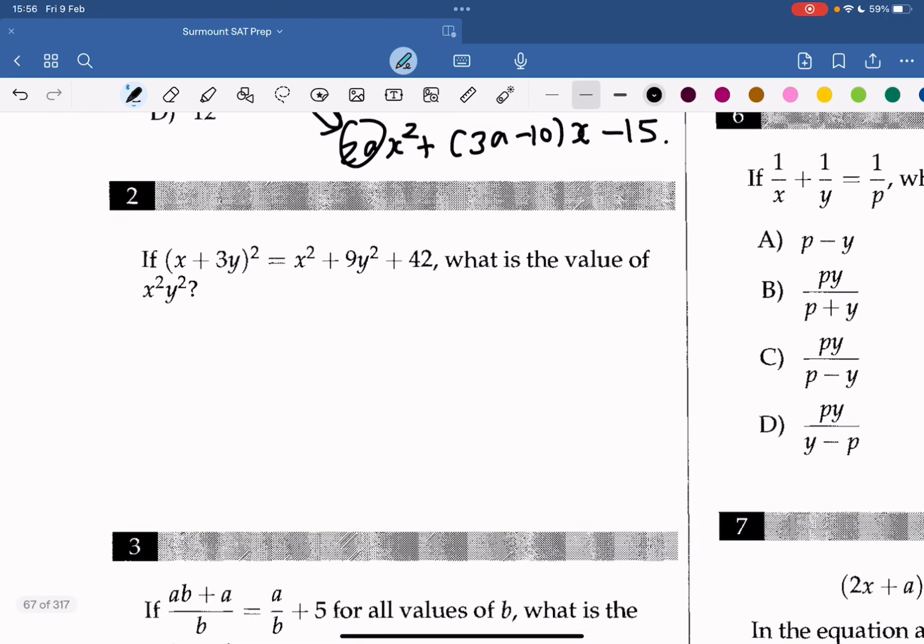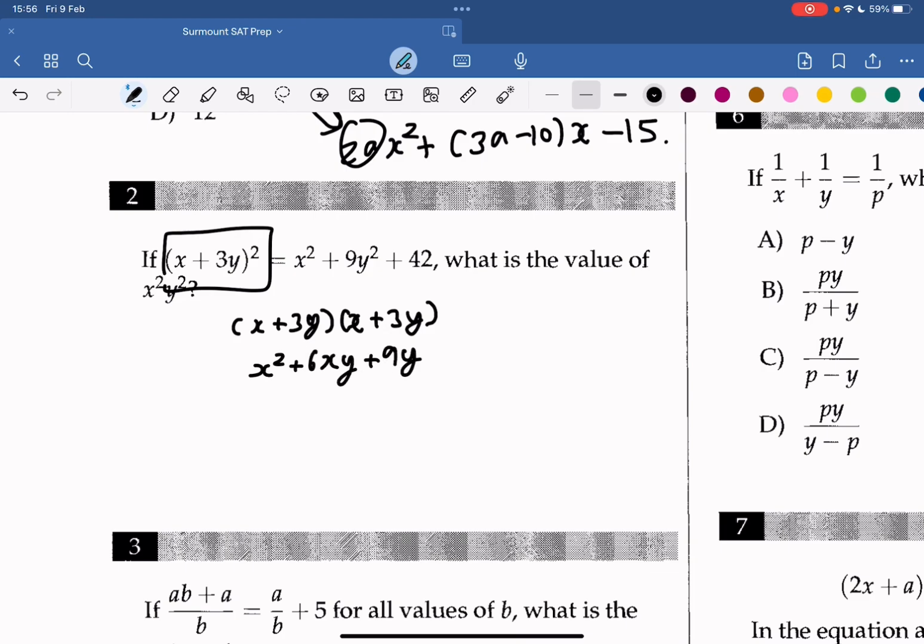Question 2. If (x + 3y) squared is equal to x squared plus 9y squared plus 42, what is the value of x squared y squared? So again, what we can do here is to expand the left side, which will be x plus 3y multiplied by x plus 3y. And if you follow this out, we're going to get x squared plus 6xy plus 9y squared. And that's equal to x squared plus 9y squared plus 42.